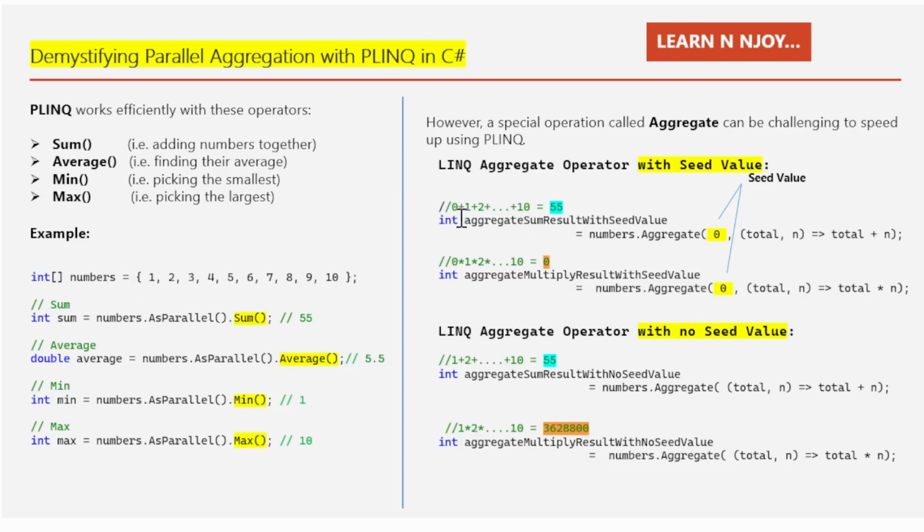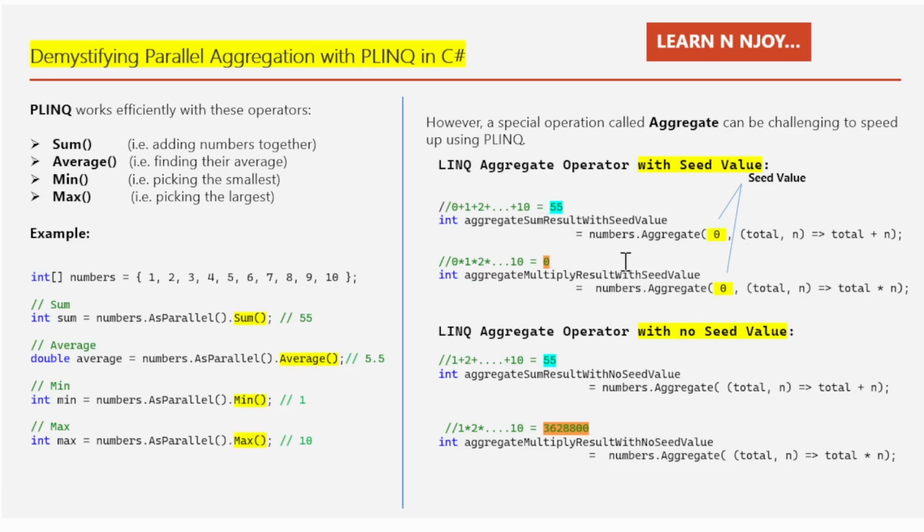So here it will take 1, then 2, up to 10, and finally it will be adding all the numbers and we will be giving the output. That output I'm going to store into this variable named aggregate sum results with seed value of int data type, right? So now you have seen how we have derived this value with the help of aggregate operator with seed value, right? Now I have seen this addition operation.